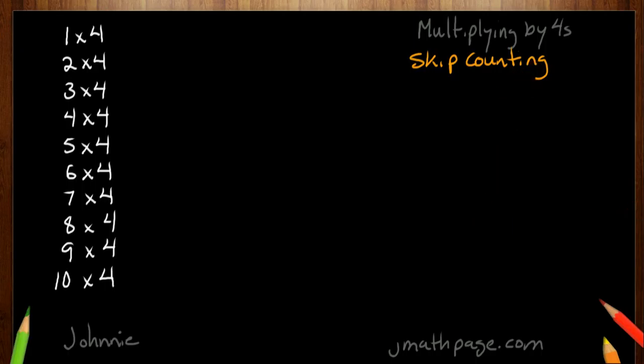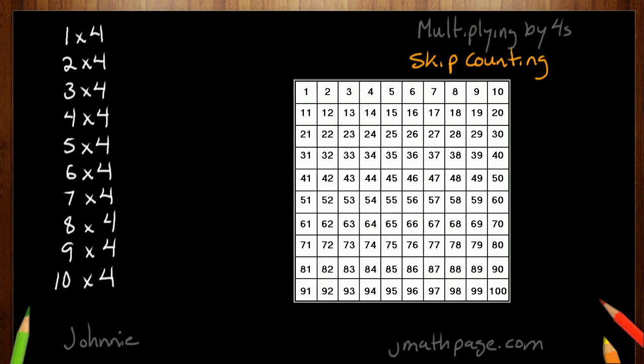I'm going to need a little help for this. So let's use this. Okay. Now this hundreds chart will help us do our skip counting. So let's look at what we have here. If I go over here 1 times 4, that means that I want to skip count by 4 one time. Let's go ahead and do that. Let's see. I have skip count by 4, so I got to go 1, 2, 3, 4. Okay, I've skip counted by 4 one time. So I can say 1 times 4 equals 4.